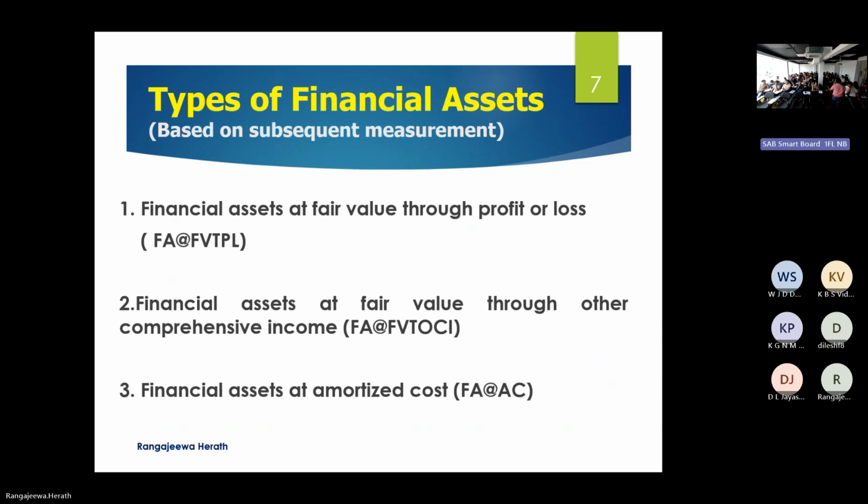Right? Today we will discuss all three of these investments. So there can be three types of financial assets: fair value through P&L, fair value through OCI, or financial asset at amortized cost. Right? The first two are applicable only for equity instruments. Investment in an equity instrument can be classified as one of these two.